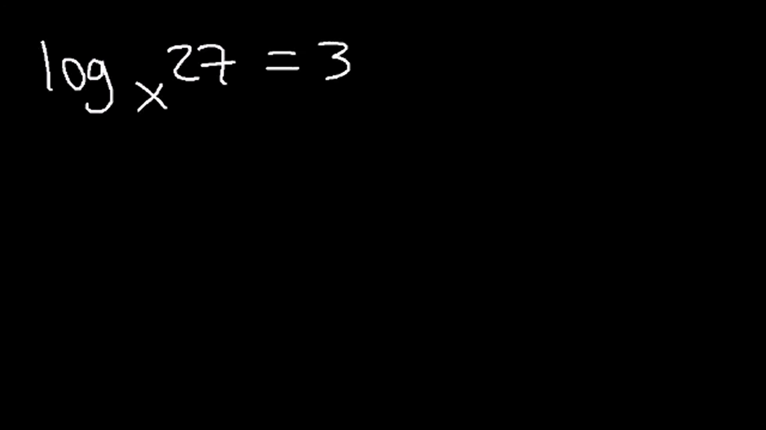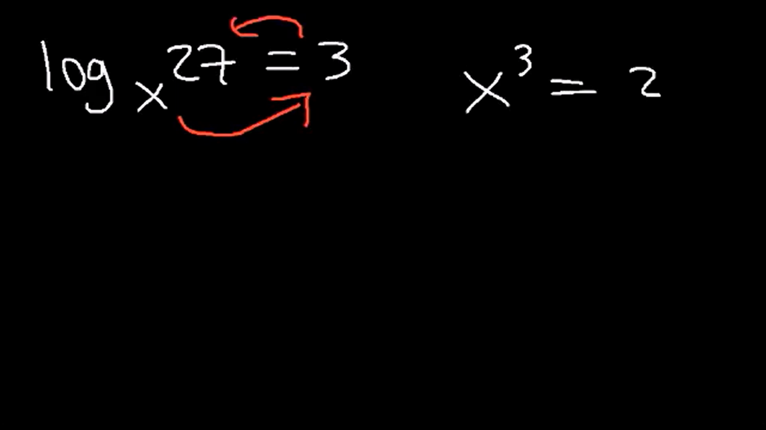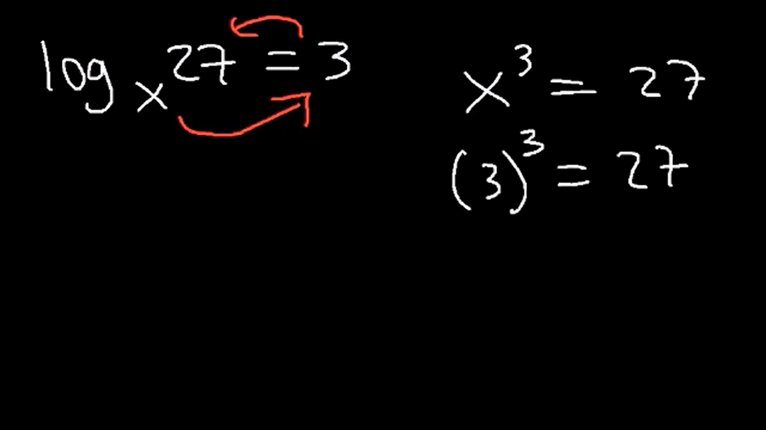Now let's spend some time solving logarithmic equations. Log base x of 27 is equal to 3. Solve for x. So let's convert it to exponential form. x raised to the third power is 27. So clearly we can see x is 3 because 3 to the third is 27. Therefore x is equal to 3.